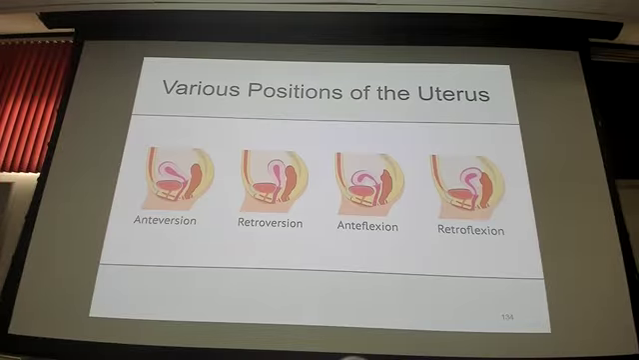Now, just to contrast that, this is anteverted, so it's tilted forward, but it's not bent, right? This is retroverted, so it's actually tilted backwards. This is anteflexed, but not anteverted, so you see how it's just curved over instead of being tilted forward and curved over. And this is retroflexed, so it's bent backwards. And all of that is important. Why is any of that important?